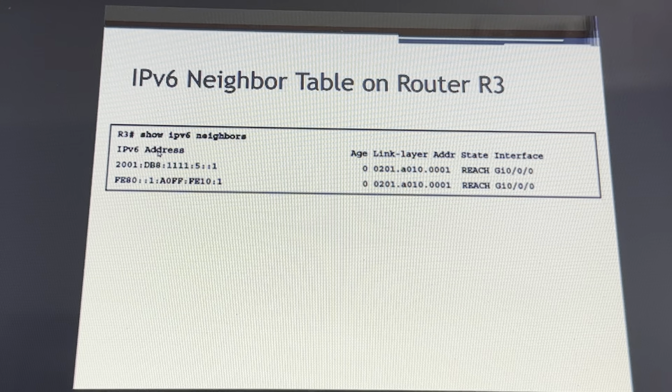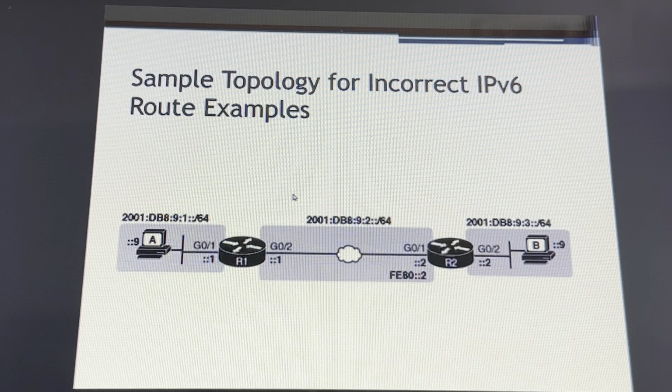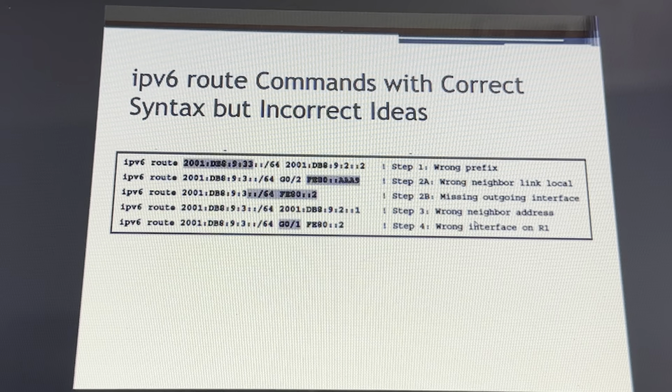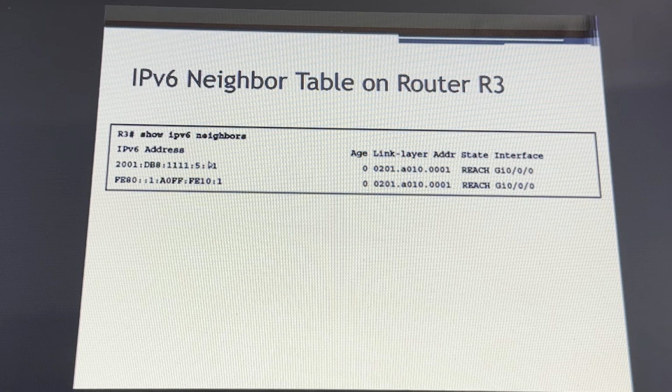So on the R3, they're doing a show IPv6 neighbors, and it's showing us the neighbors that exist. So if we go back to our diagram real quick. Oh, we can't. This is R3. I have to go way back to the diagram. But the neighbors are what is seen through neighbor advertisements.